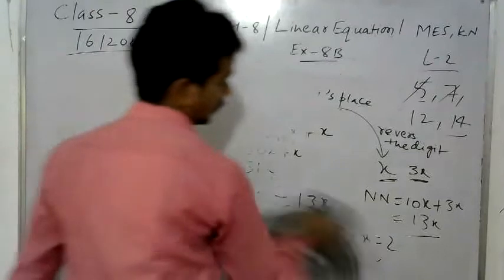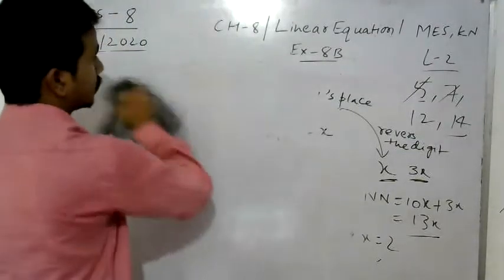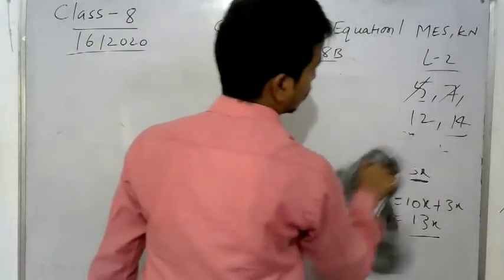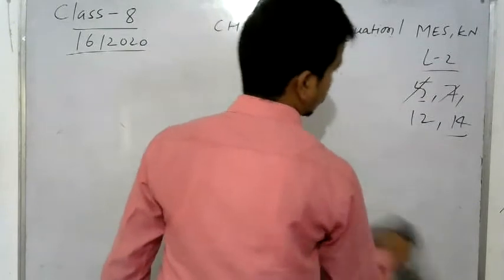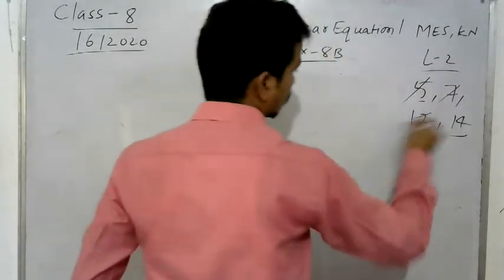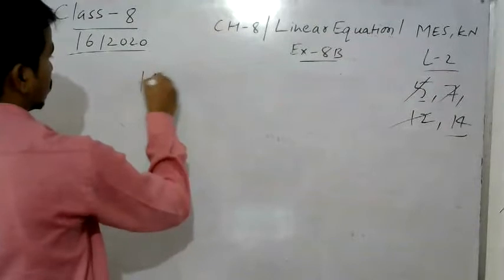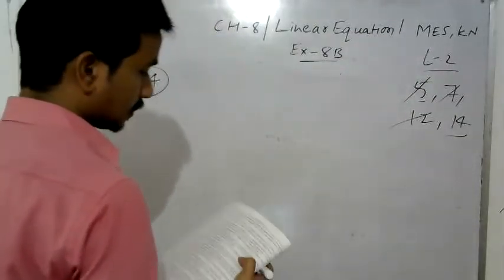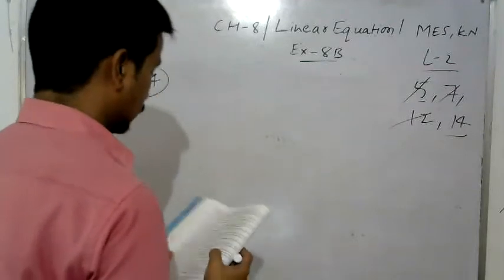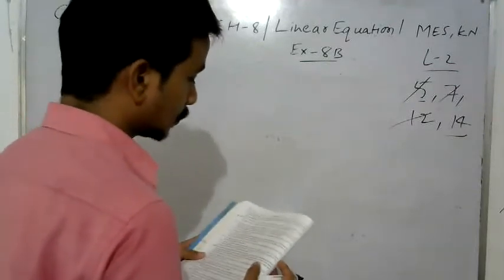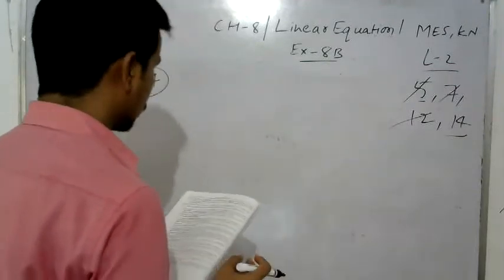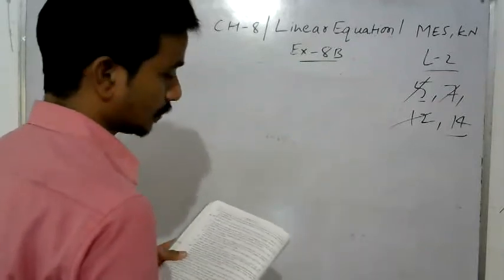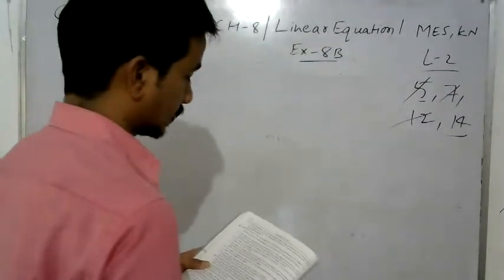Now we will see question number 14. Question number 12 is over, and now question number 14. Question number 14 says, in a fraction, twice the numerator is 2 more than the denominator. If 3 is added to the numerator and denominator, the new fraction is 2 by 3. Find the original fraction.